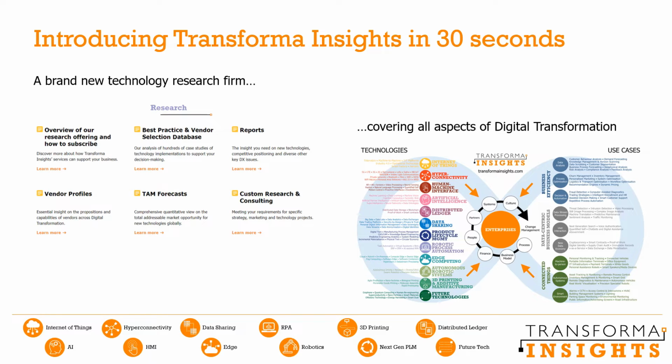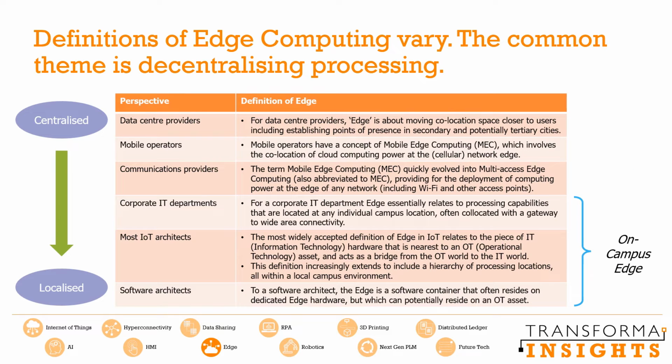So, what is edge computing? Well, it's different things to different people, and the definitions of edge computing vary. A common theme is decentralized processing, or in some way moving processing nearer to an edge asset, or an asset out in the field, or a remote asset. There are different perspectives ranging from more centralized to localized. I'm going to talk through those now.